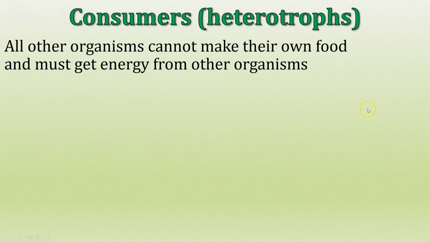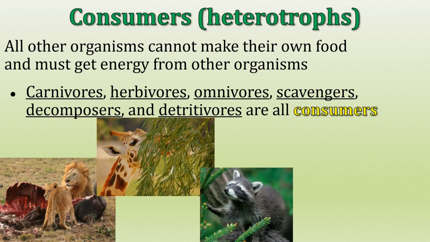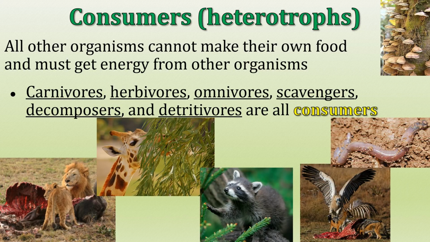Now, let's talk about the consumers. These are all the organisms that cannot make their own food, and they have to get energy from other organisms, whether it's a carnivore, an herbivore, an omnivore, a scavenger, a decomposer, or even a detritivore. Every single one of those is going to be a consumer. Unlike plants doing photosynthesis and those tube worms doing chemosynthesis, they can't make their own food. They gotta steal.